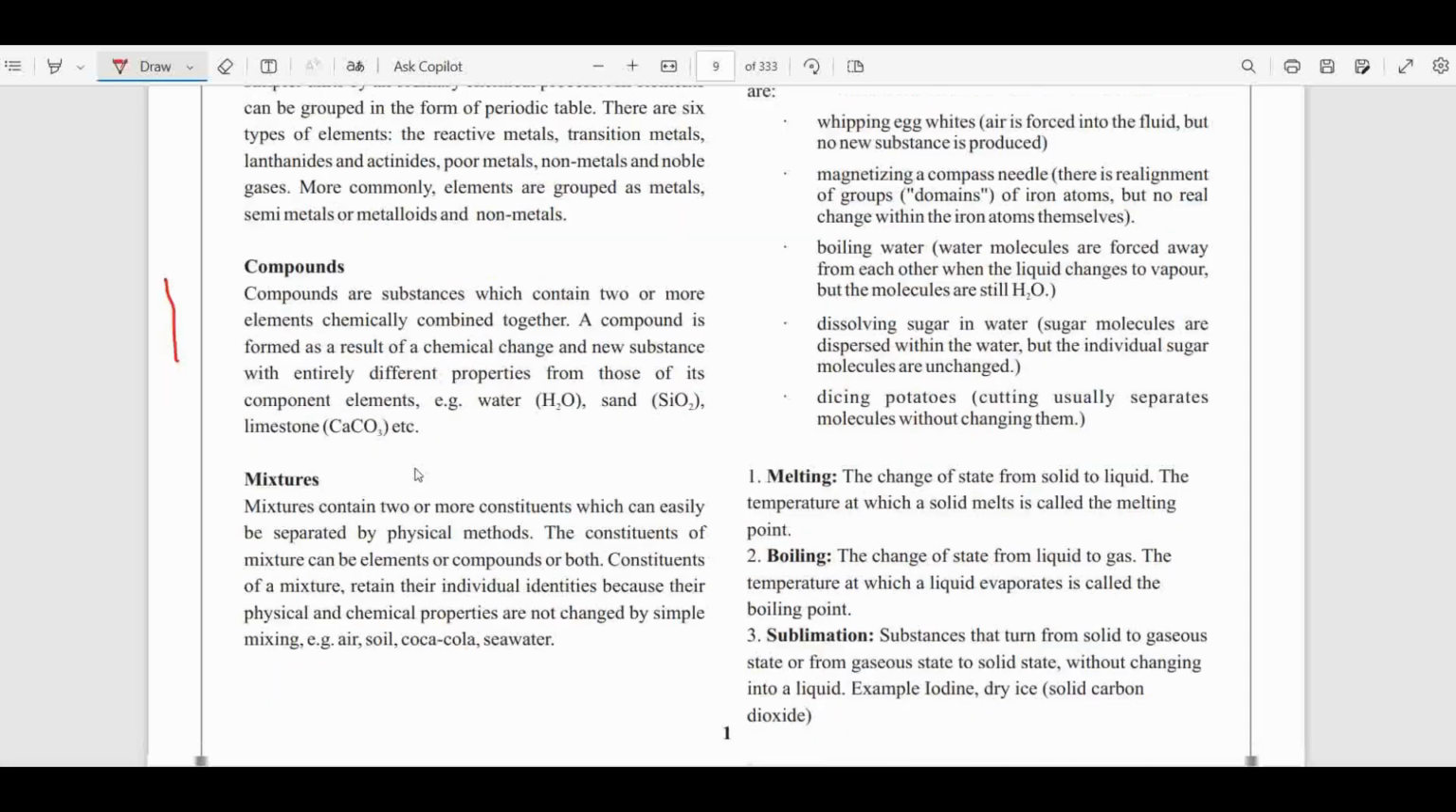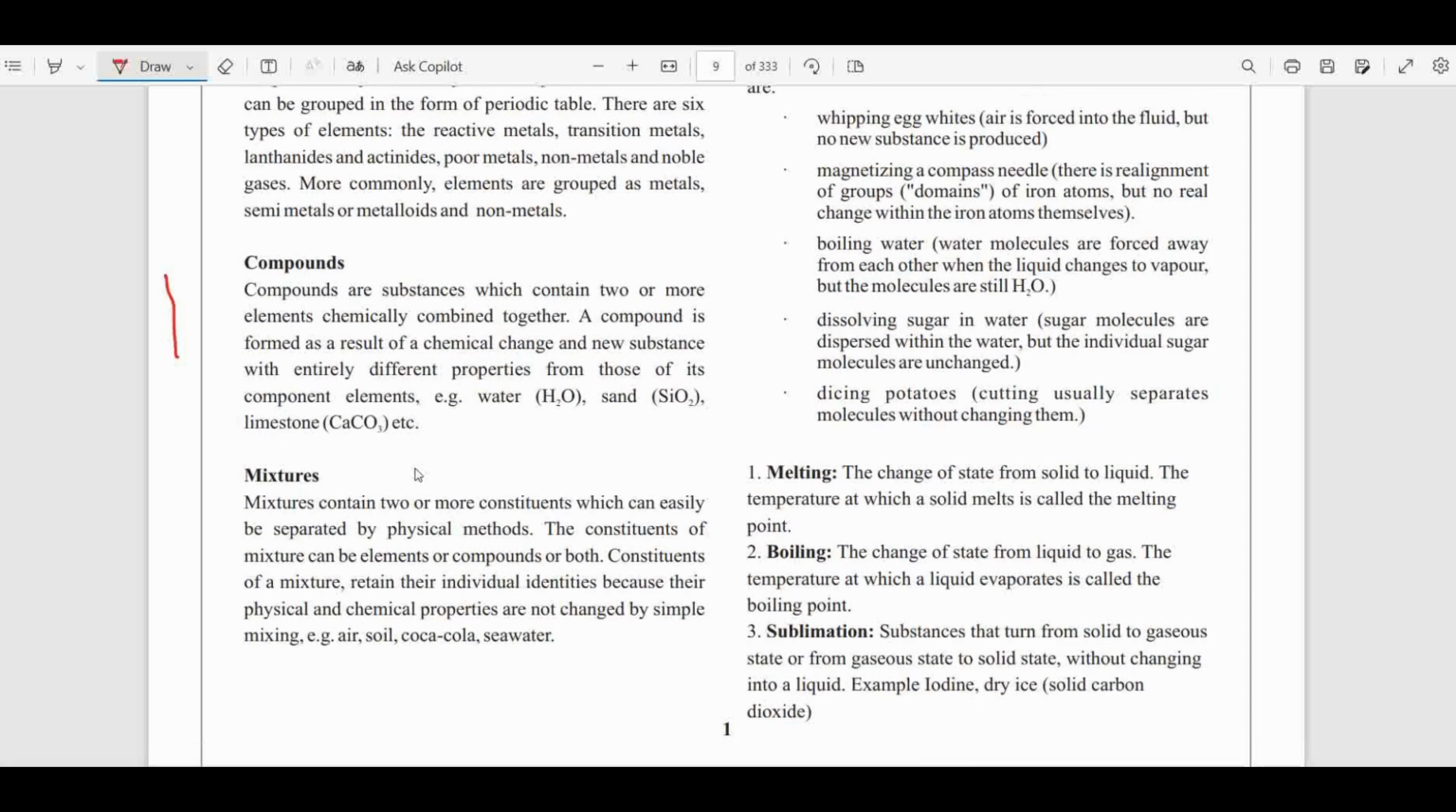And now let's talk about compound. Compounds, on the other hand, are substances which contain two or more elements chemically combined together. So a compound is formed as a result of a chemical change, and it is a new substance with entirely different chemical properties from those of the component elements. So for example, in water, you have hydrogen and oxygen undergoing a reaction to form water.